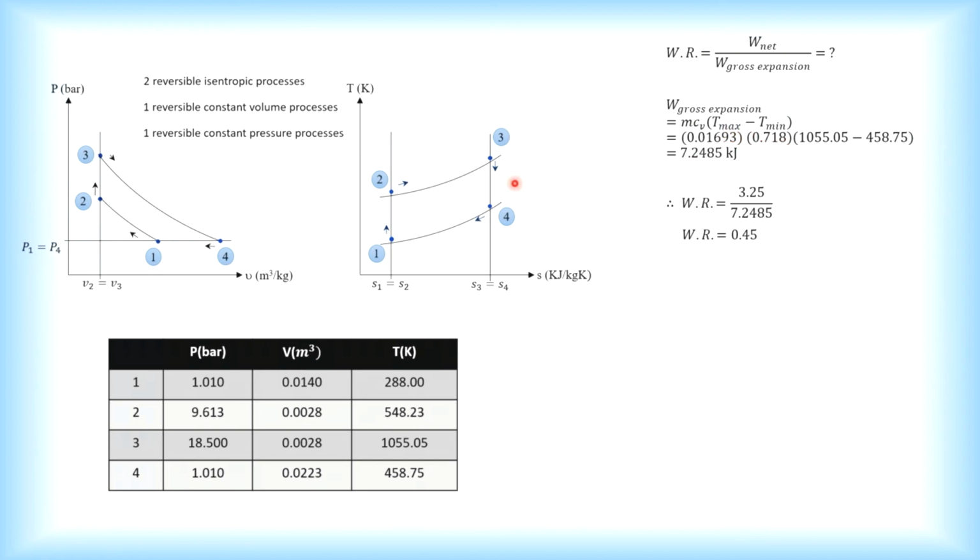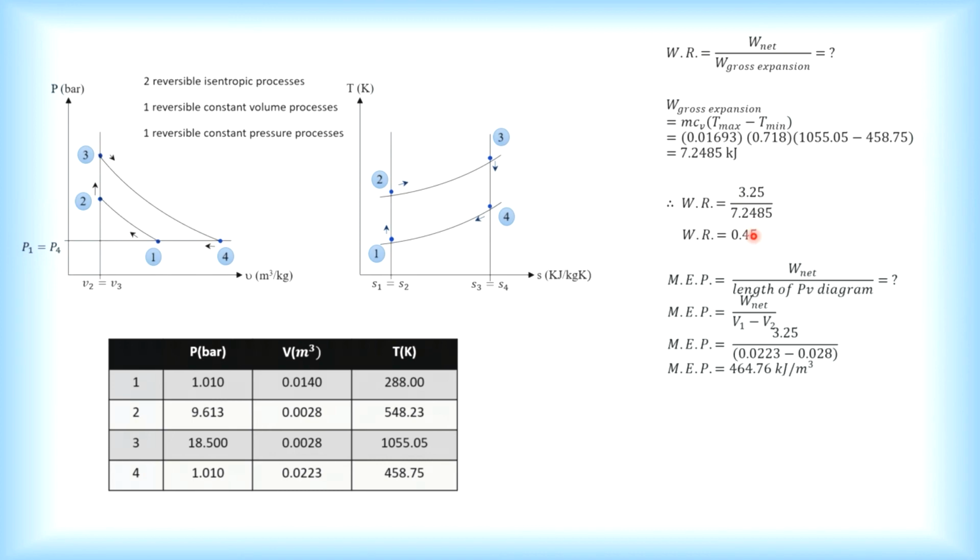CvT for the work. The expansion work only appears here, 3 to 4. 4 to 1 is compression, 1 to 2 is compression, 2 to 3 has no work. So expansion only occurs from 3 to 4. That is why you get this. Your net work over gross work gives the work ratio. The effective pressure is net work over the length of the PV diagram. So your length should be V4 minus V2 or V3.